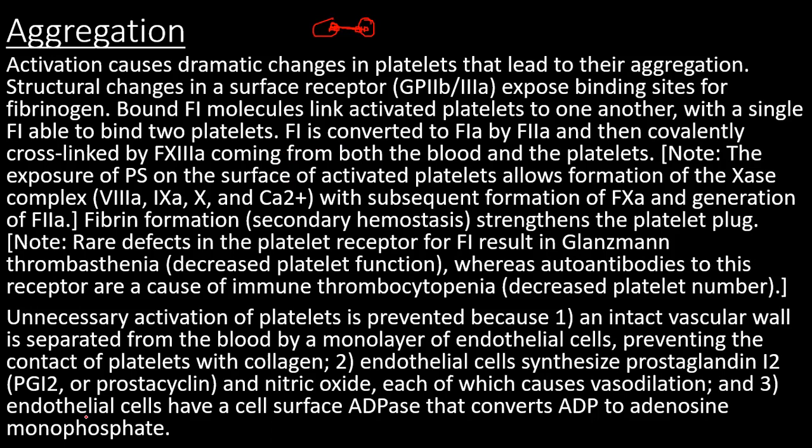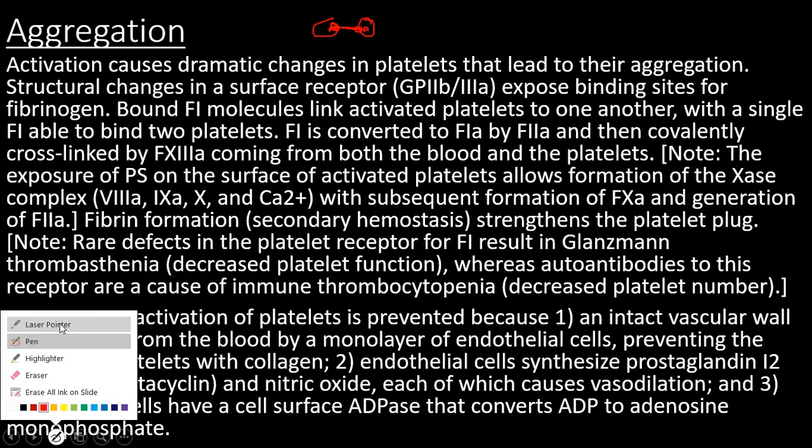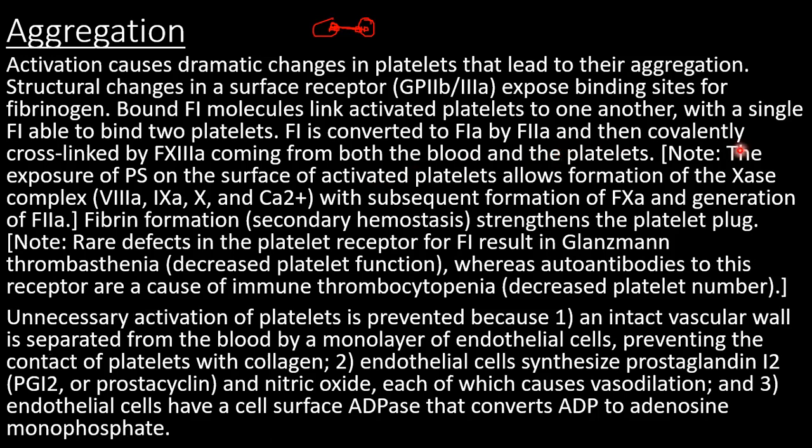Where was I? Fibrinogen is then converted to fibrin by thrombin, okay? And then covalently cross-linked by the fibrin stabilizing factor, the transglutaminase, which will come from both the blood and the platelets. Remember, I told you that the alpha granules of platelets will contain your fibrin stabilizing factor, which will now stabilize that fibrin formed from fibrinogen by the action of thrombin.